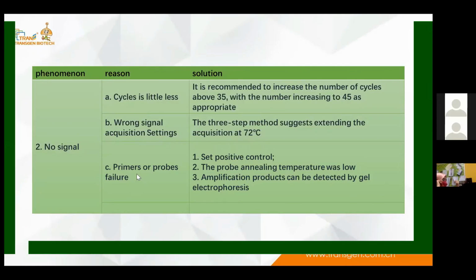And maybe the primers or probes failed. So set a positive control to make sure the primers and probes work. Also, the annealing temperature may be too low, so maybe increase the annealing temperature here. The third one is that amplification products can be detected by gel electrophoresis. If you do gel electrophoresis, you can see very precisely whether or not the amplification worked.